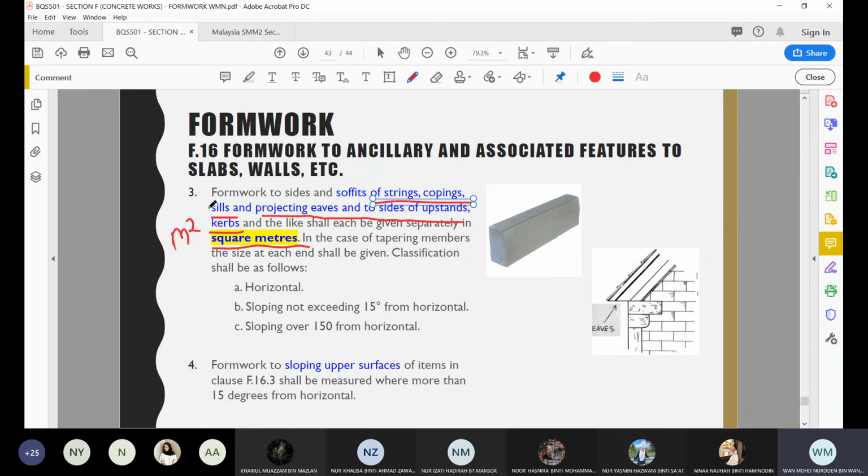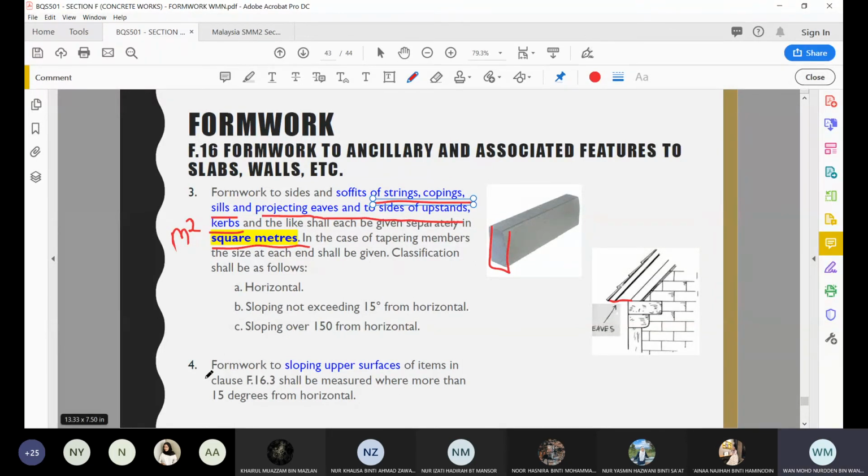Okay. Kawasan ni, formwork to sides and soffit of string, coping macam ni, coping, seals, di tingkap kita, projecting eave, kawasan ni lah. Okay, katakanlah kita nak buat, kita ada eave kat sini, so kita nak buat formwork kawasan ni, tapi this eave is made from concrete lah. Okay, so it should be side and soffit lah, macam sama juga, side and soffit. Okay, so it should be given in square meter.